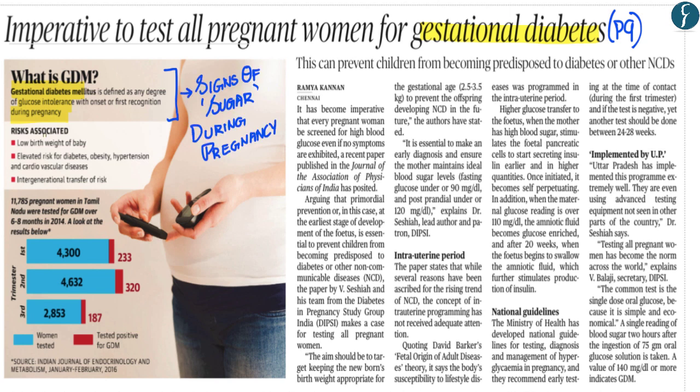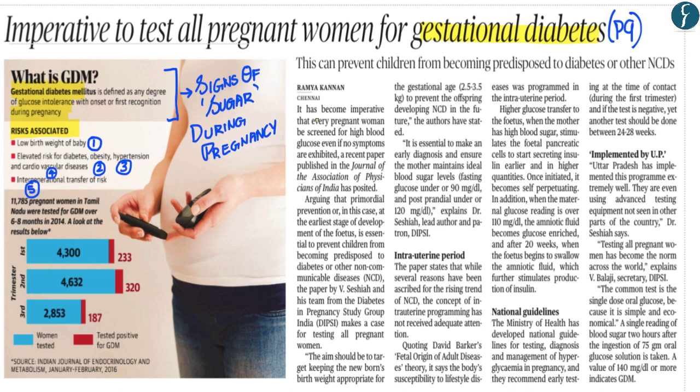Now the article has also highlighted the various risks that might be caused due to gestational diabetes. The first risk is of low birth weight of the baby. The next risk is of obesity, hypertension and cardiovascular diseases. Now the fifth and the last risk with regards to gestational diabetes is intergenerational transfer of risk, meaning that the baby might also get sugar from the mother itself.